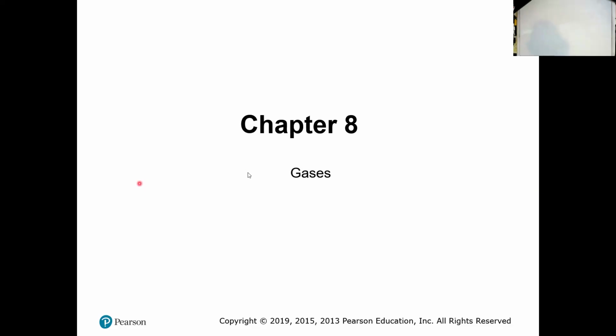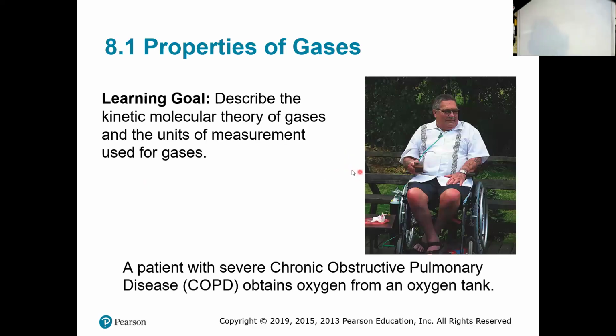Okay, so we are going to talk about chapter 8 today, which is our chapter on gases. We're going to talk through some of the properties of gases, and then we're going to talk through how we do some calculations with them. We're going to use what's called the kinetic molecular theory to help us figure out why gases behave the way that they do. We're also going to look at some different types of measurement units that we're going to use when we're talking about pressure, which is one of the most common properties that we associate with gases.